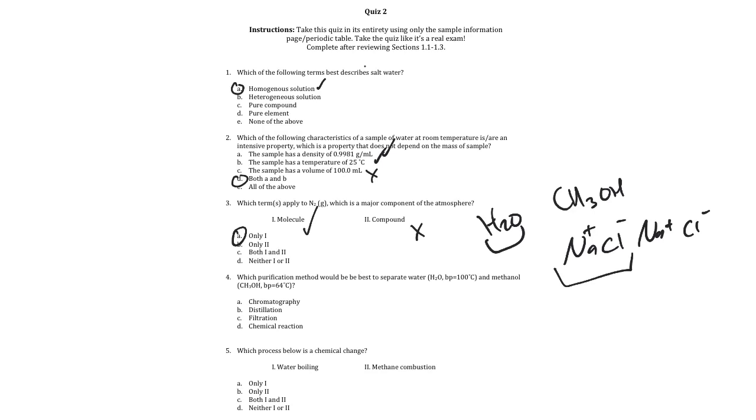Okay, now getting to number 4, which purification method would be best to separate water and methanol? And we're given the choices here of chromatography, distillation, filtration, chemical reaction. Okay, so these are discussed a little bit within chapter 1. Chromatography would be how you might separate inks within, say, a black ink pen.